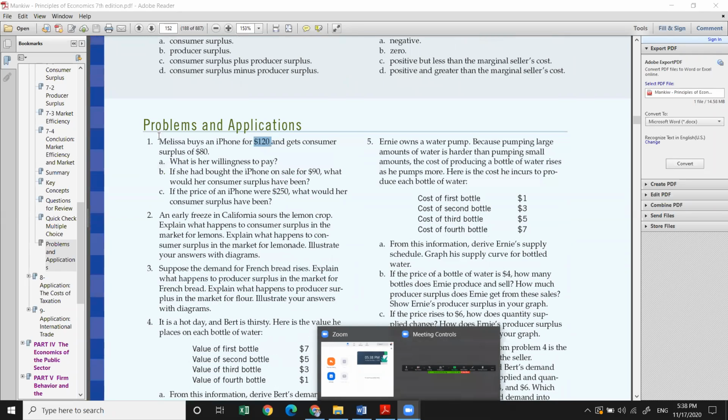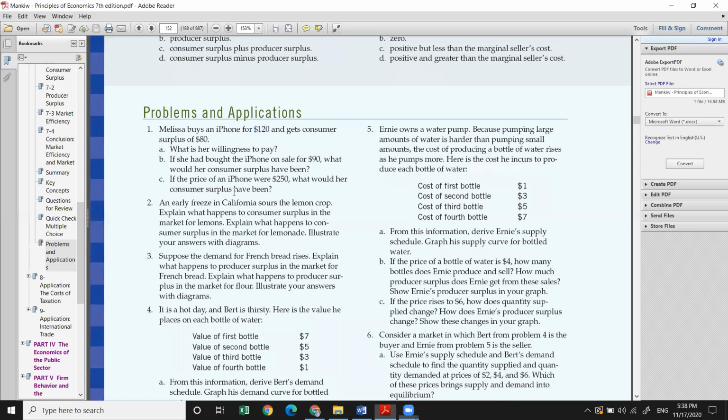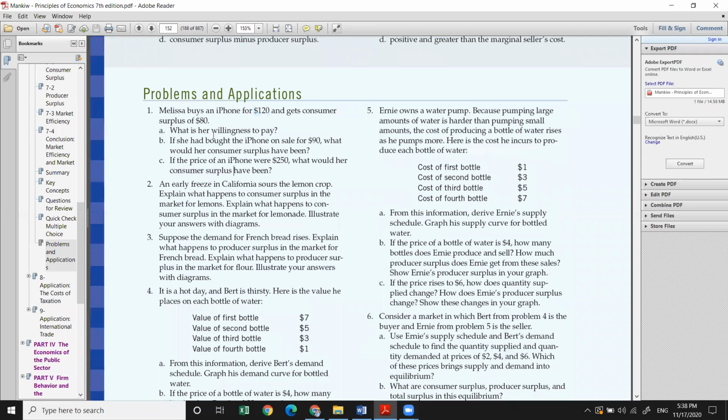So let me start with question 1 with the problems and applications. In question 1, it says that Melissa purchased an iPhone for $120 and she gets a consumer surplus of 80. So she bought an iPhone for $120 and she received the consumer surplus. So first of all, what is the consumer surplus? You have to give a definition of the consumer surplus. Consumer surplus is willingness to pay minus actual price paid. So she received the consumer surplus of 80, and she has paid 120.